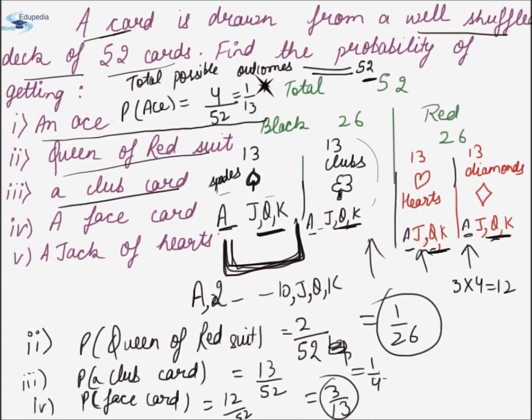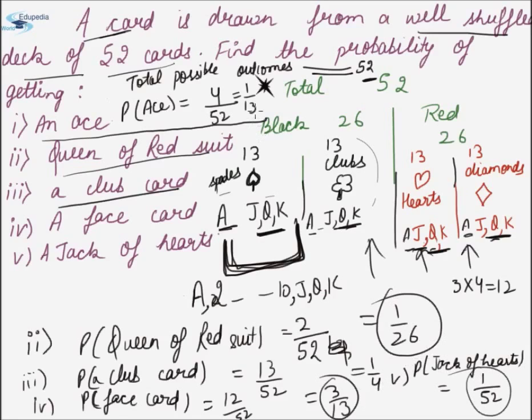For the last case, that is Jack of Hearts. Hearts have only one Jack, so the favorable outcomes when a card is drawn to be a Jack of Hearts is 1, and the total possible outcomes are 52. Thus here the probability is 1 over 52.